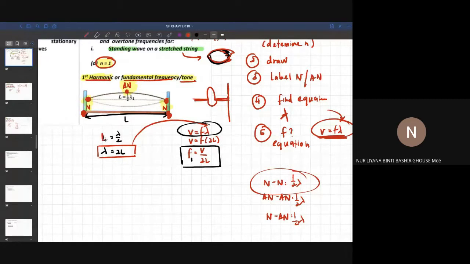So L ni adalah daripada hujung sini sampai ke hujung sini. So daripada this end until the next end ada lambda over 2. So bila kita rearrange, kita akan dapat lambda equals to 2L. Okay, tapi bukan equation lambda yang kita nak. Kita nak equation frequency. So we use v equals to f lambda dan kita masukkan lambda ini dengan equation tadi, which is 2L. So bila kita rearrange equation frequency untuk n equals to 1, kita dapat v over 2L. Okay, so this one is the first frequency.